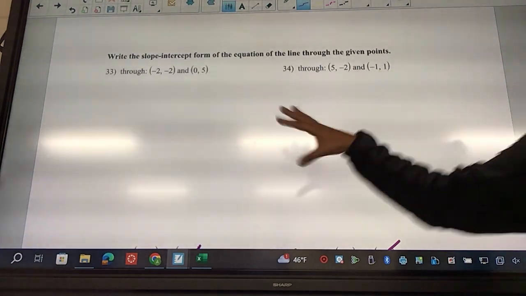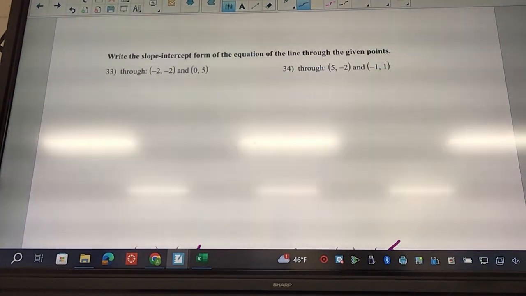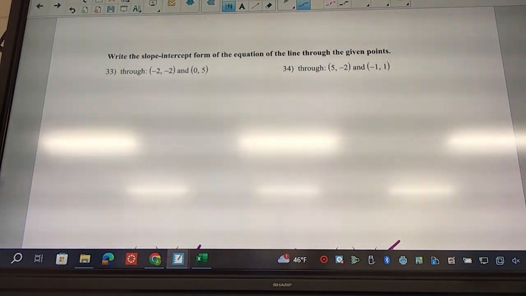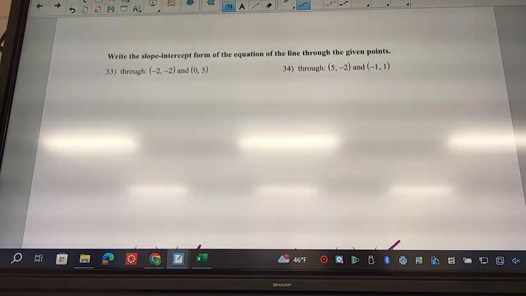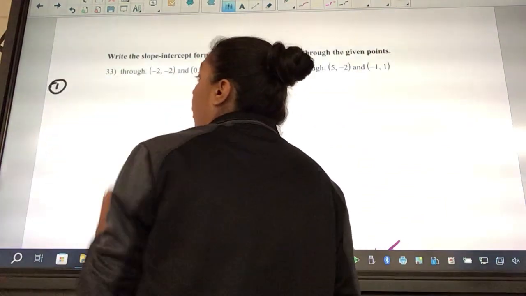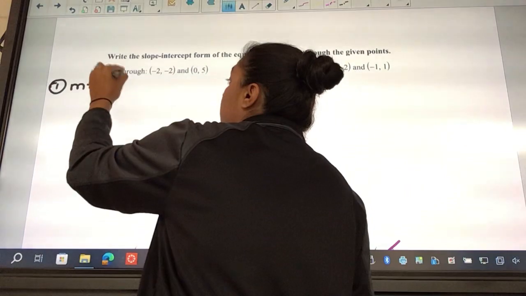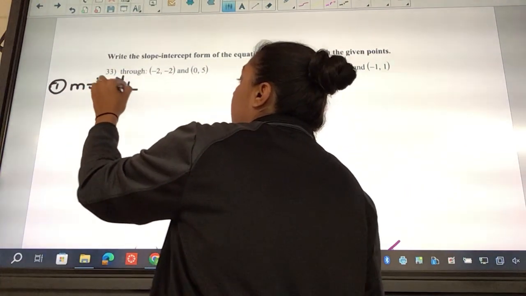I can promise you right now that this is the problem that is worth the most points on your test because you need to use all of the formulas. So make sure that you're taking good notes, you're writing it down, you can read your handwriting and follow the steps. Our very first step, step 1, is going to be m equals y2 minus y1 over x2 minus x1.